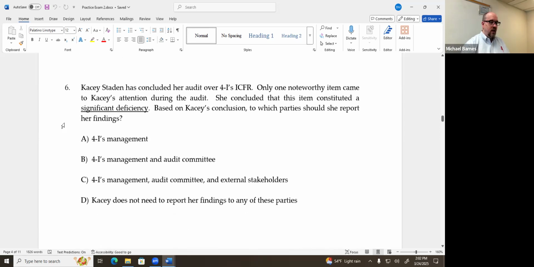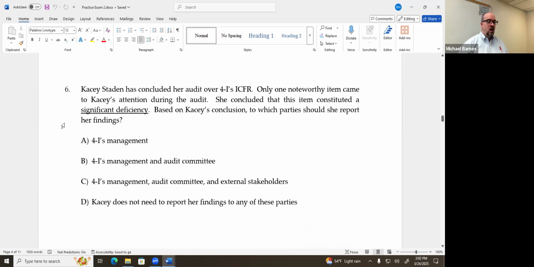Casey Staden has concluded an audit over 4i's ICOFR. Only one noteworthy item came to Casey's attention during the audit. She concluded this item constituted a significant deficiency. Based on Casey's conclusions, to which party should she report her findings? So who do we talk to when we have a significant deficiency?